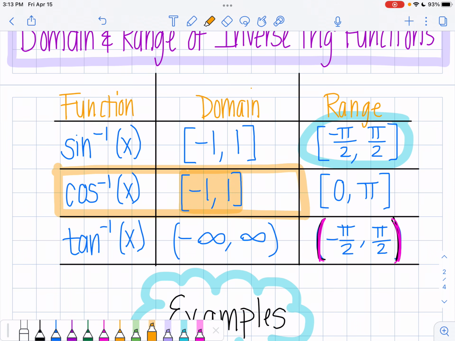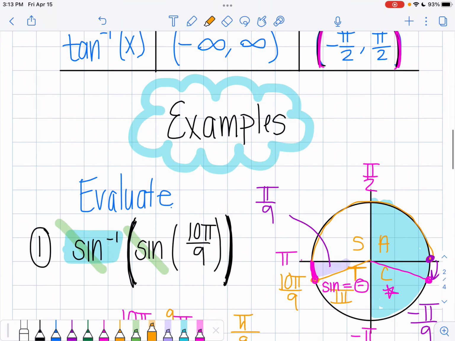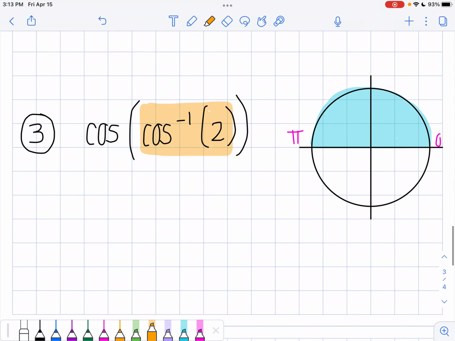Nope, it does not. It's outside of my restricted domain. I can't take the inverse cosine of 2. So that would be undefined. This part right here would be undefined. And we can't take the cosine of something that's undefined, so this answer is ultimately undefined.